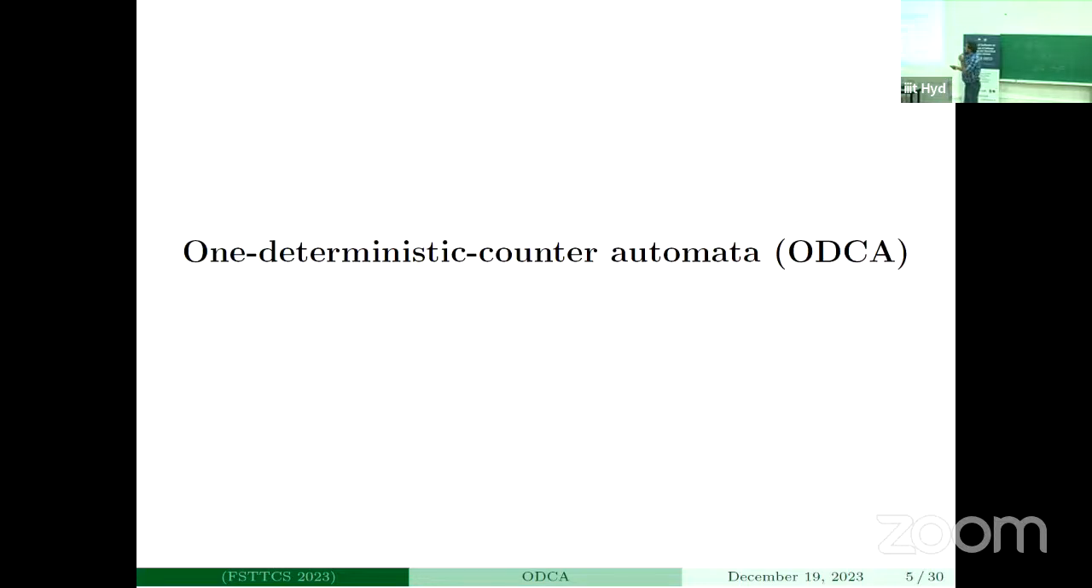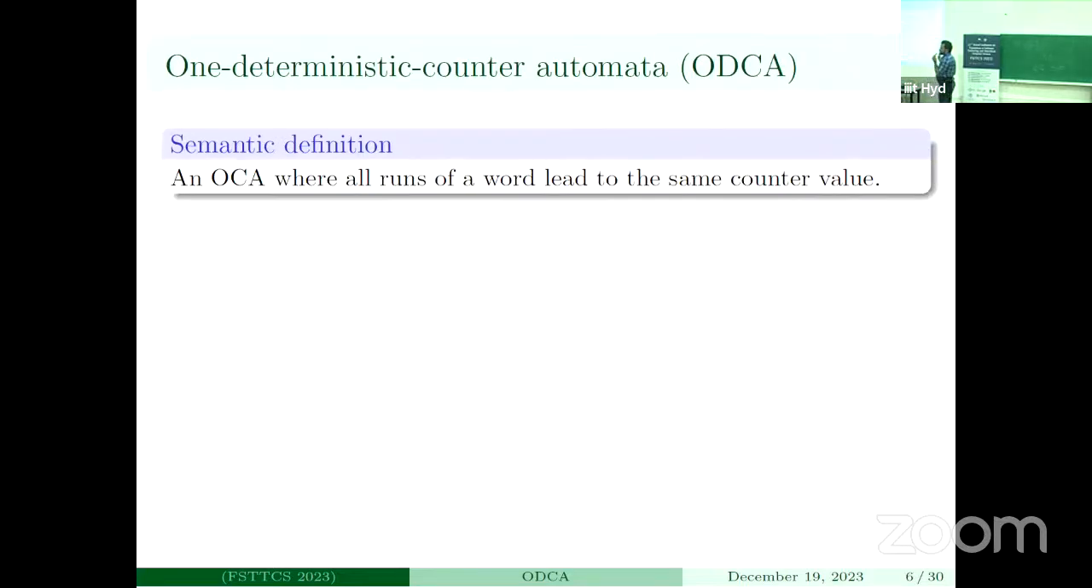So without further delay, let me introduce the model. It's called one deterministic counter automata. Semantically, you can think of it as a one counter automaton where all the runs of a word lead to the same counter value. Imagine a non-deterministic one counter automaton. You can have multiple runs for the same word, but irrespective of which run you take, the final counter value that you reach is going to be a constant for a given word.